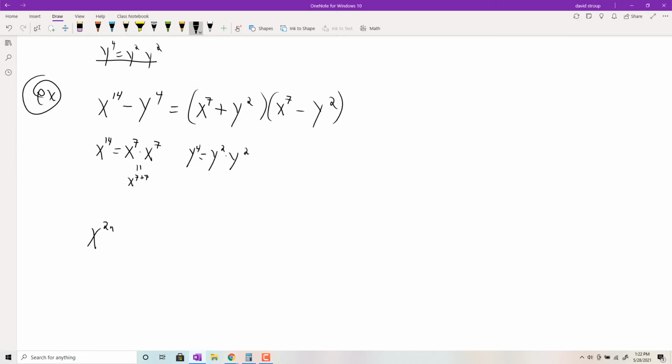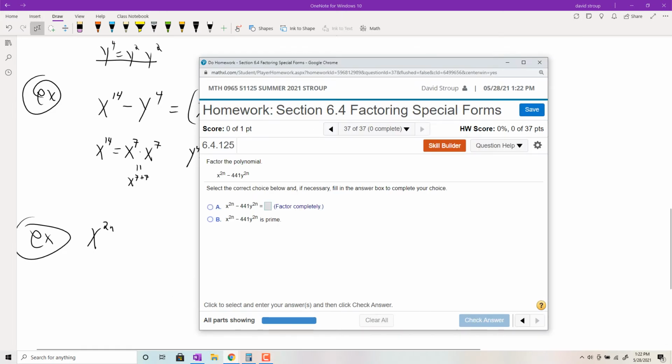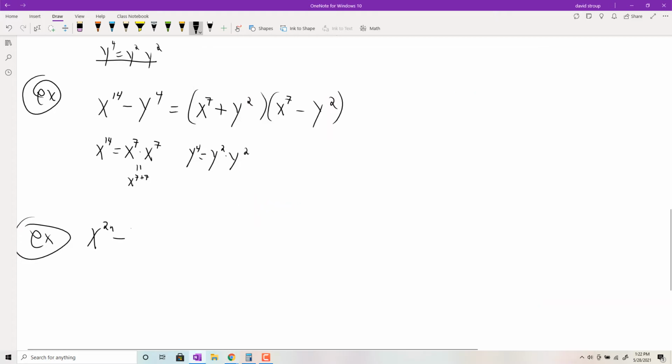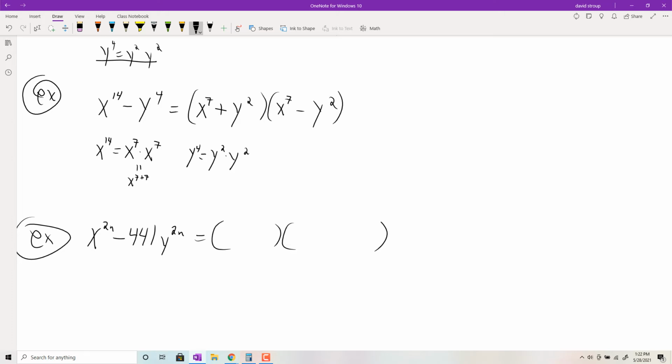x to the 2n, and then minus 441y to the 2n. Okay, so what times what is x to the 2n? Well, you could rewrite x to the 2n using this idea of what plus what is 2n. n plus n is 2n, right? So you could rewrite this as x to the n plus n, and using the rules of exponents, that's the same as x to the n times x to the n.